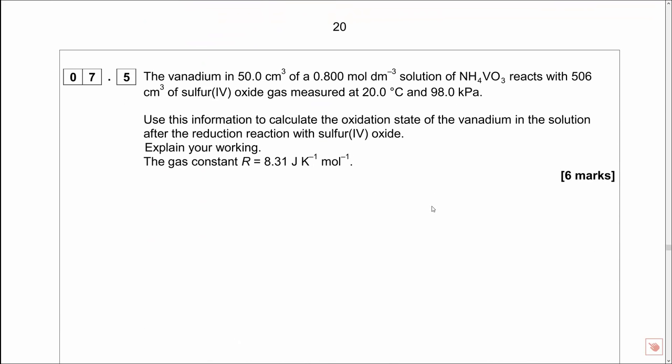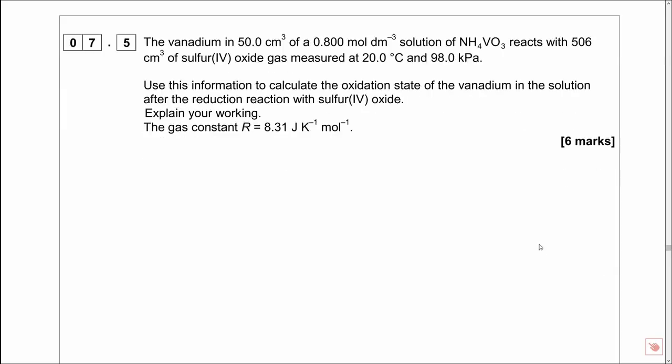Question seven continues. The vanadium in 50 cm³ of a 0.8 mol dm⁻³ solution of ammonium vanadate reacts with... okay, good question. So some maths here, 6 marks. Use this information to calculate the oxidation state of vanadium in the solution after a reduction reaction with sulfur dioxide. Explain your working. I kid you not, this is the hardest question in the history of the world. This is ridiculous. I've never seen a question like this ever.